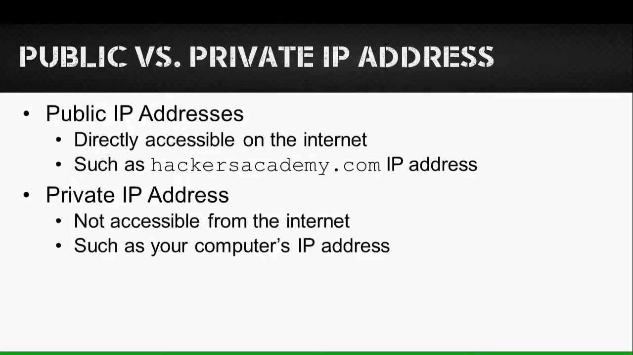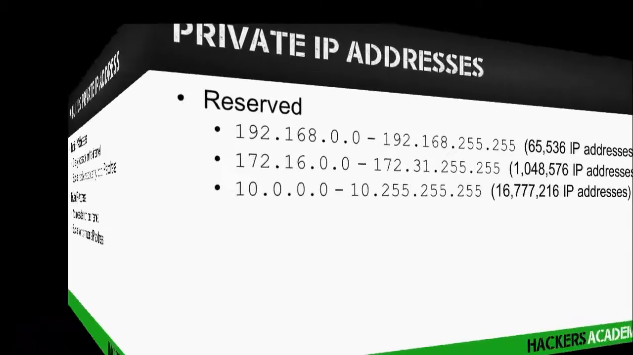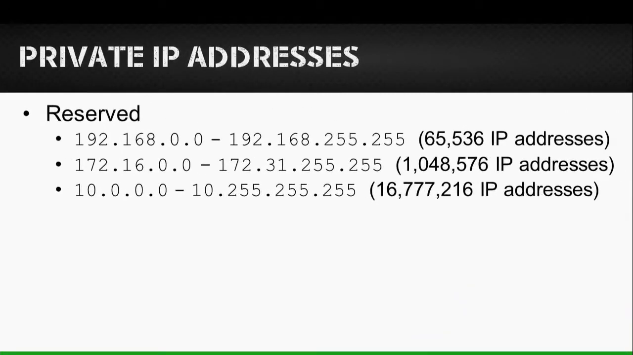So for example, right now, if you're connected to a school network or your home network, your computer would have an IP address that would not be accessible directly on the internet. So if you're connected to a private network right now, your computer would have one IP address from the following pools. These are the pools reserved for private IP addresses. If you want your computer to have an IP address that is not accessible on the internet, your computer would have an IP address that is picked from one of these three different pools.